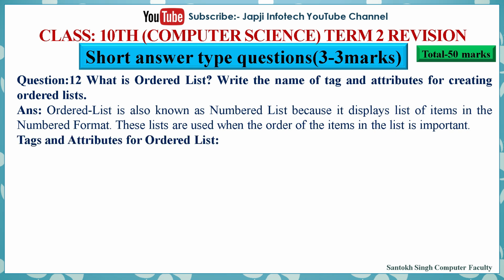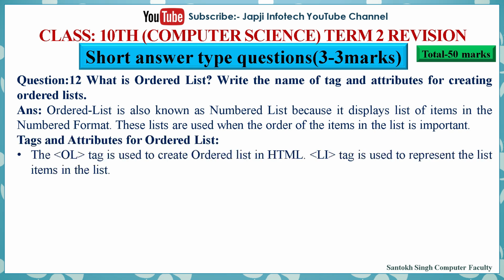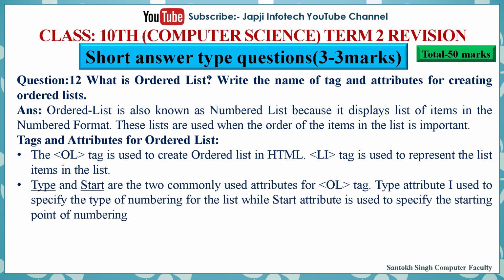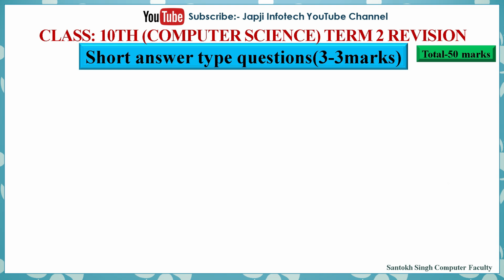Tag and attribute for order list are, the first one is the OL tag is used to create order list in HTML. LI tag is used to represent the list item in the list. Type and start are the two commonly used attributes for OL tag. Type attribute is used to specify the type of numbering for the list, while start attribute is used to specify the starting point of numbering.